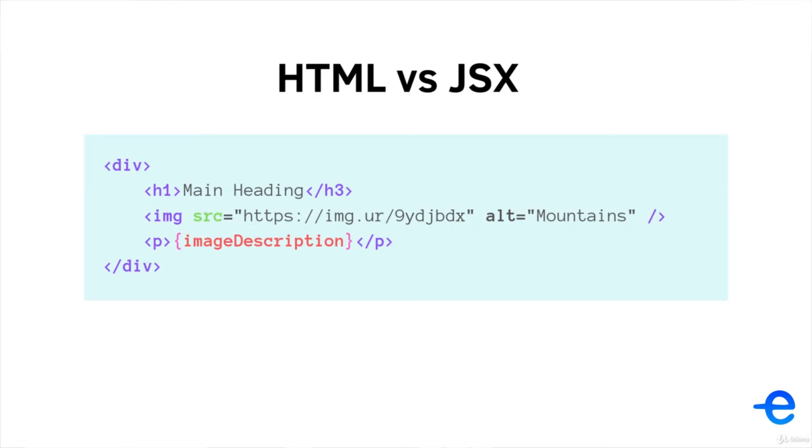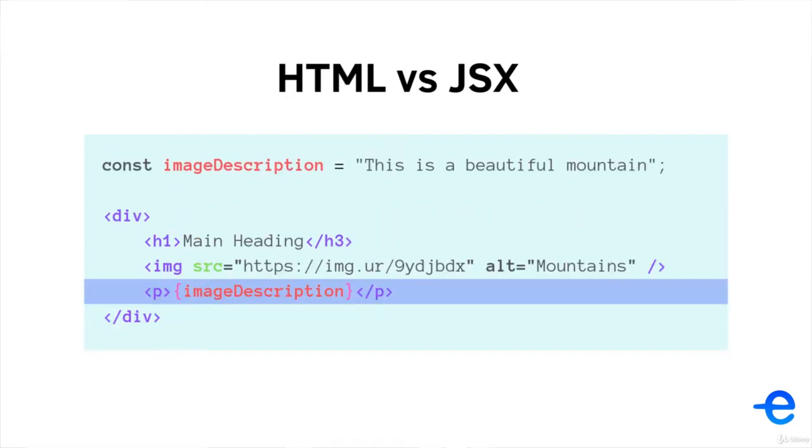Now, if you look at this code again, we have some curly braces in the JSX code. Inside these curly braces, you can write JavaScript expressions. In this line of code, we have used a variable for setting the paragraph text. Similarly, we can use a function, operator, and much more. Let's try some examples to understand it better.